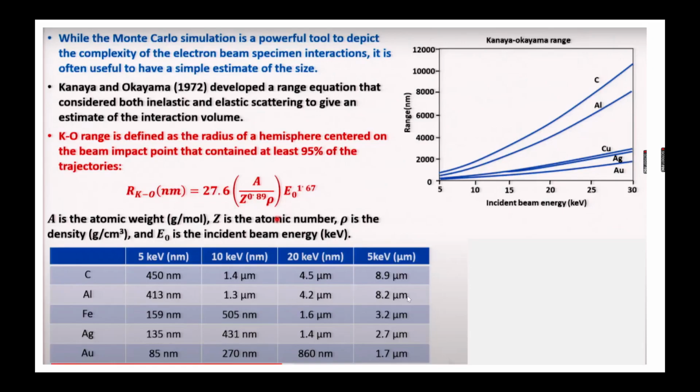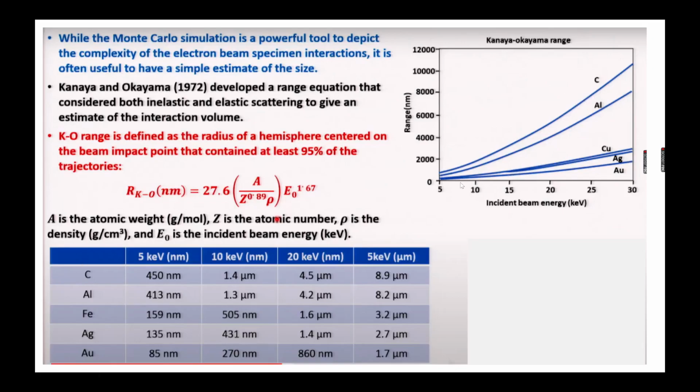Okay, again the second thing is if I keep the voltage or the energy constant, for example 5 kilo electron volt, and then I increase the atomic number, then here you can see the size of the interaction volume is decreasing from 450 nanometer to 413 nanometer to 159 to 85. Okay, so from here you can get the relationship.